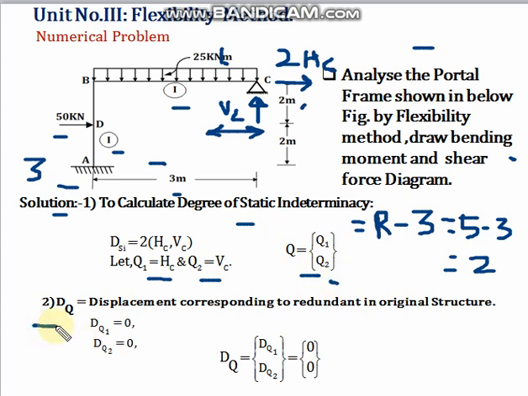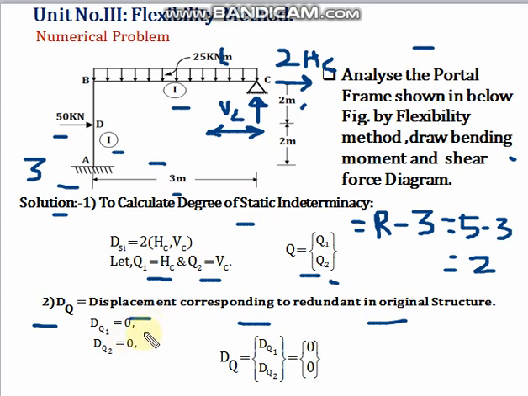Now second point, the DQ, which is the displacement corresponding to the redundant in the original structure. So now VC and HC are the redundants. So redundants are nothing but the forces. If we remove the redundant support, that structure becomes determinate. If we remove the C support or redundant reactions, only three reactions will exist at A, and that structure becomes a determinate structure. So those two forces we call redundant forces.